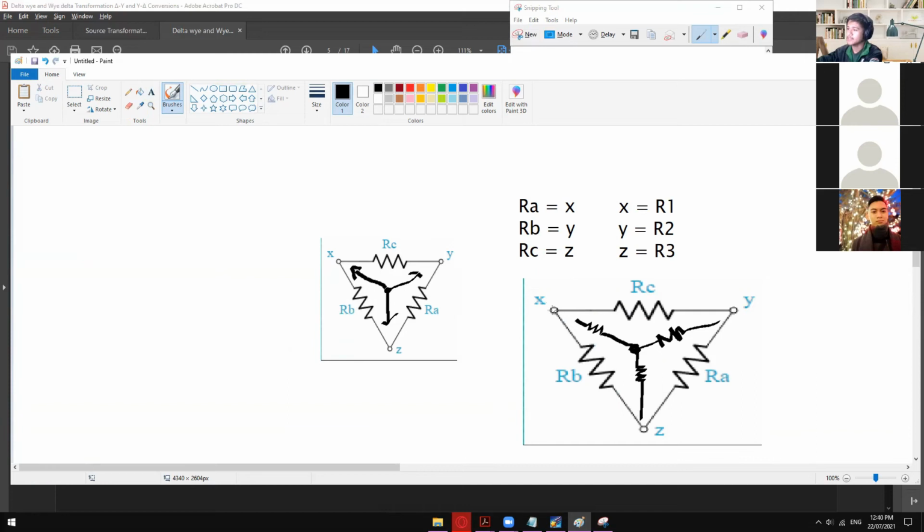Okay, so as you guys can see, this is the delta connection, the RA, RB, RC, and then the middle one is your Y connection. So parang yun na yung pinaka-pattern nyo on how to transform this delta into Y configuration. So wherever is our X, that is our R1. Okay, wherever is our Y, that is our R2. Wherever is our RC, okay, that is our R3.